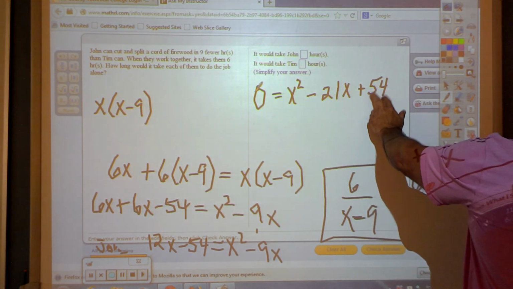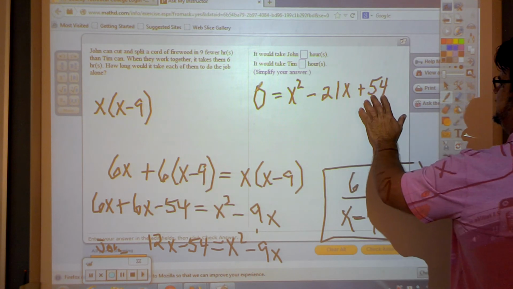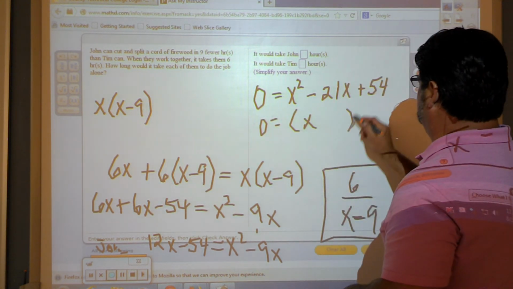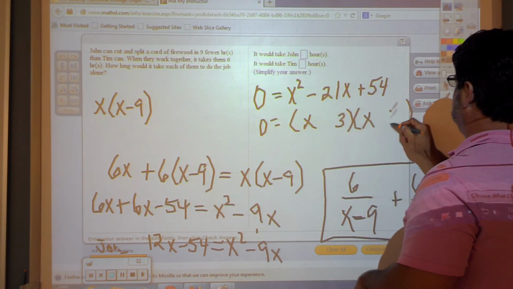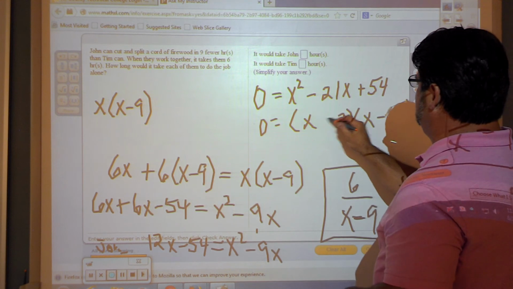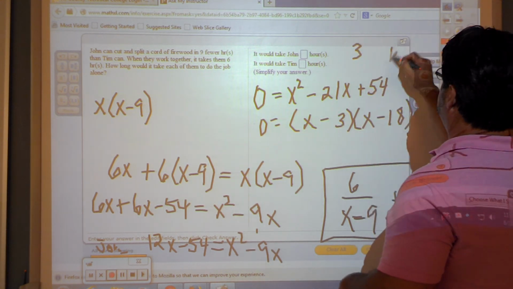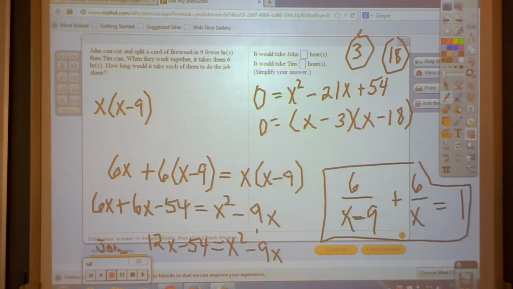And we had a funny 3 and 18, something like that. 0 is equal to x, 3, 18, be a negative and a negative. So that'd give you a 3 and a 18. And we got two possible answers. And what did I say about this? Yeah, you can't use 3.